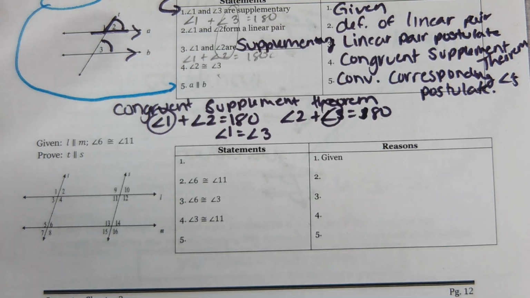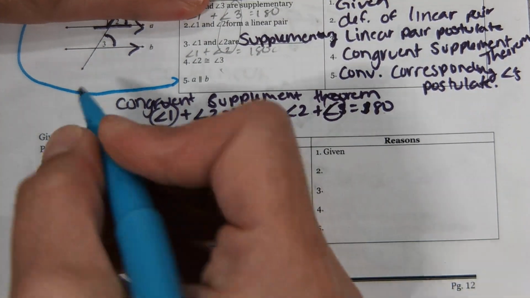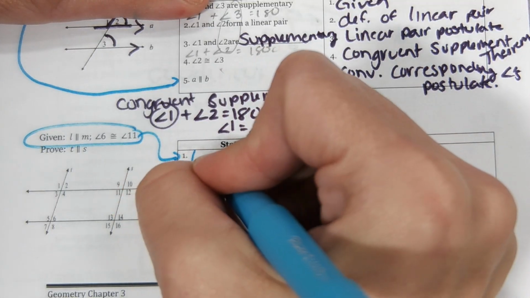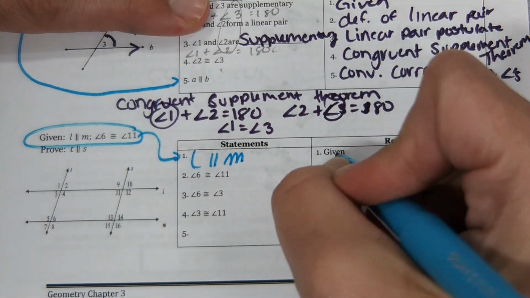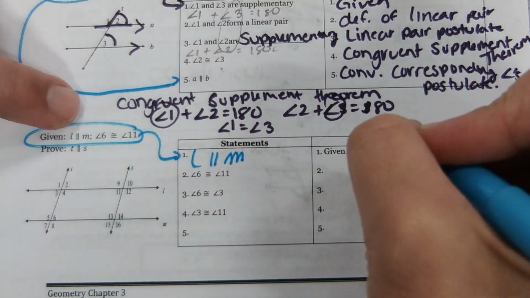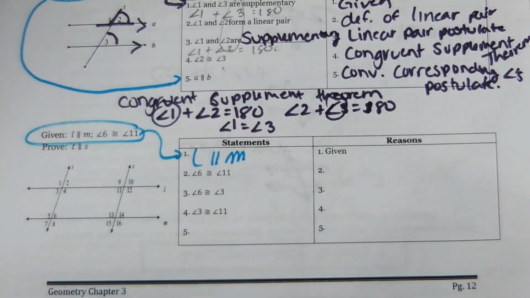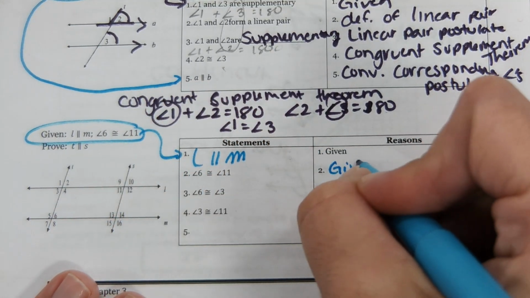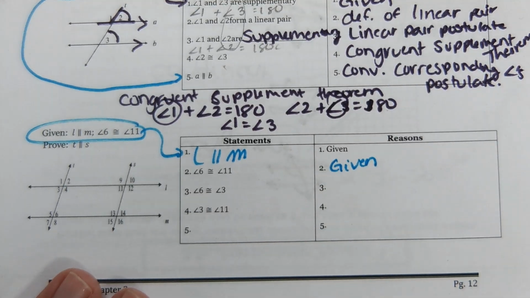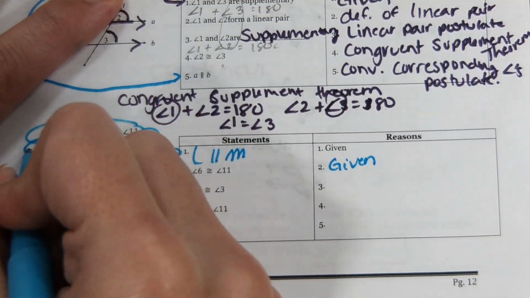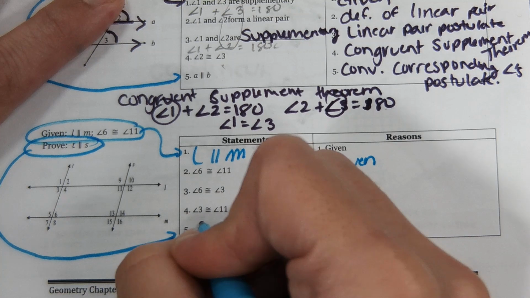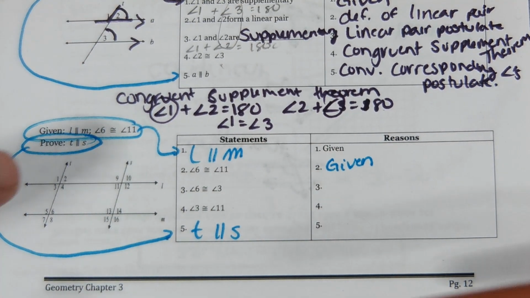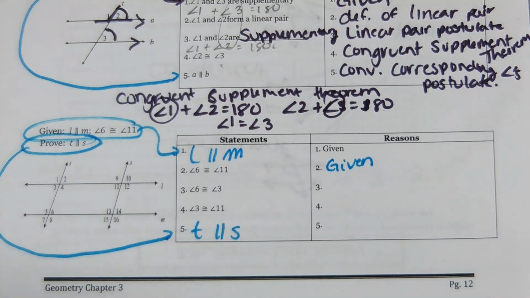Okay, and then the last one, plug in the given first. L is parallel to M, given. This one, they split up the given into 2 parts, which sometimes they do. So angle 6 is congruent to 11, that is also given. And then we want to plug in the proof statement in the last statement here. So T is parallel to S. And so already we have half of the blanks filled in.